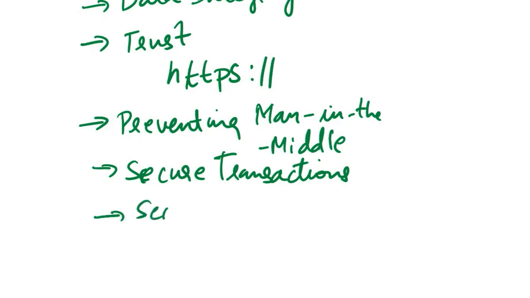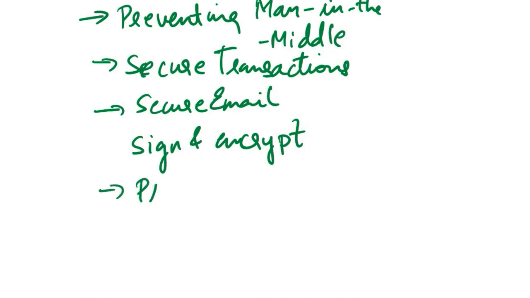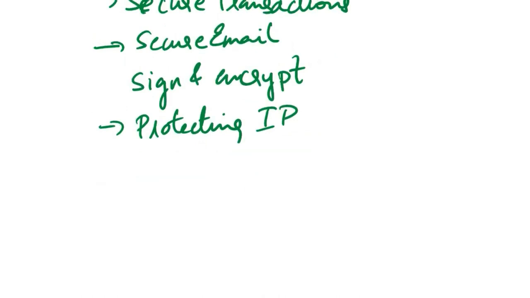Next one, secure email. Digital certificates are used to sign and encrypt emails. This guarantees that the email is from the stated sender and that its content hasn't been altered. Next is protecting intellectual property. Organizations use certificates to sign software, ensuring that the users receive authentic, untampered software and that the organization's intellectual property is protected.